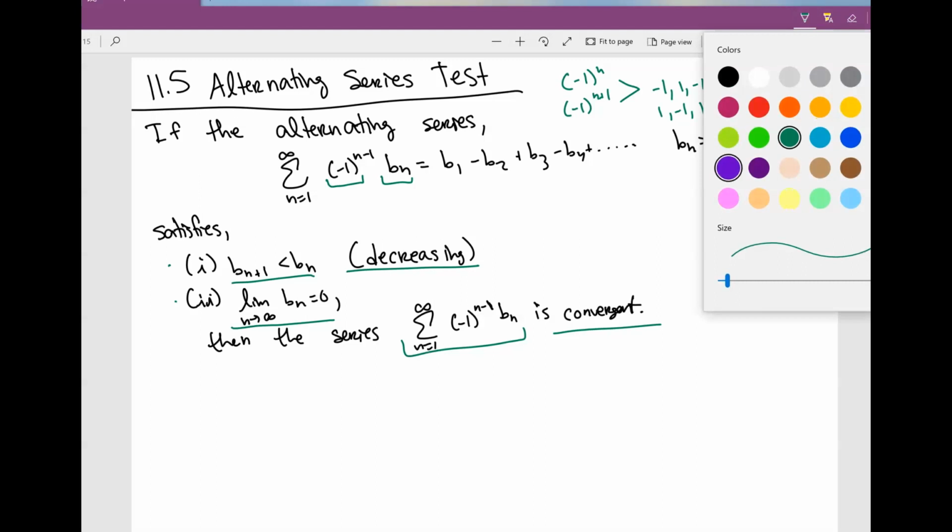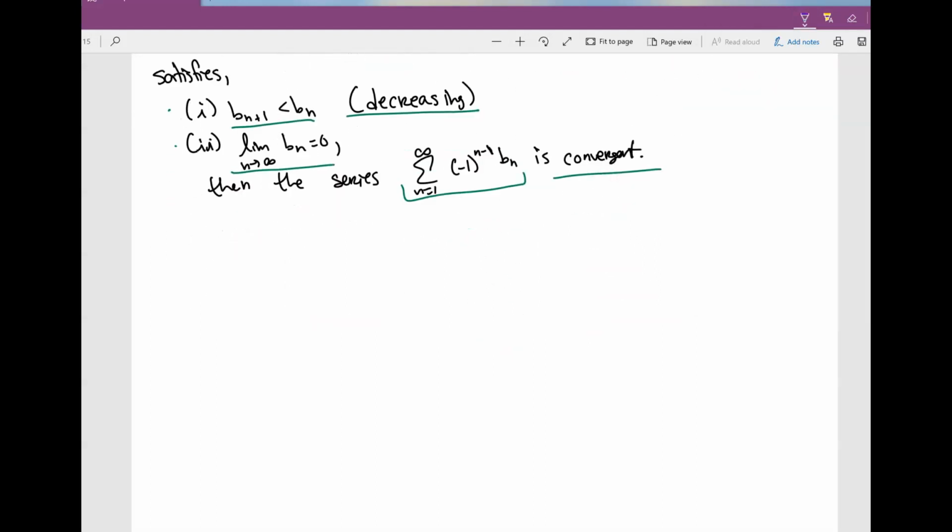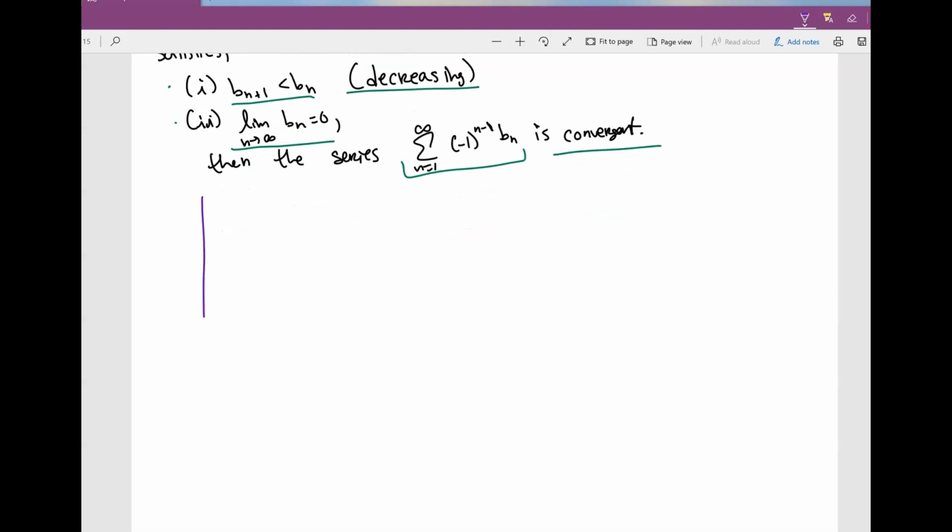Now, you might be wondering, why is that true? Let me give you a little bit of a graphical sense of what this looks like. Let's say you had the sum from n equals 1 to infinity of (-1)^(n+1) b sub n. What exactly does this mean? If I plug in n equals 1, I'm going to have -1 to the power of 2 times b sub 1. So (-1) squared is going to give me 1, so you just get a positive b1.